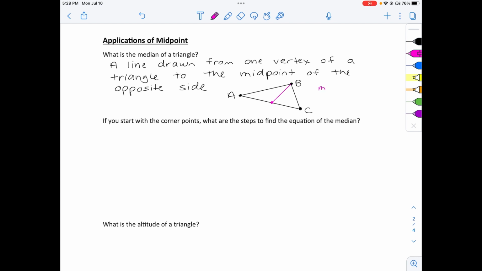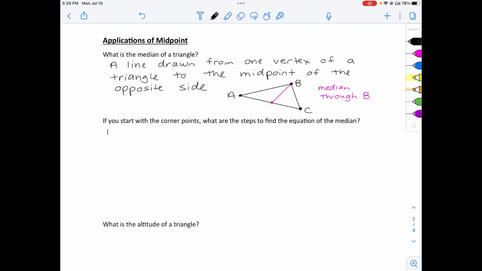Okay, and we would call that the median through B. We could also find the median through A or through C. Okay, so any triangle will always have 3 medians because you can find it through any of your 3 vertices. So if you are given the corner points, these are the steps to find the equation in slope-intercept form, y equals mx plus b, of the median.